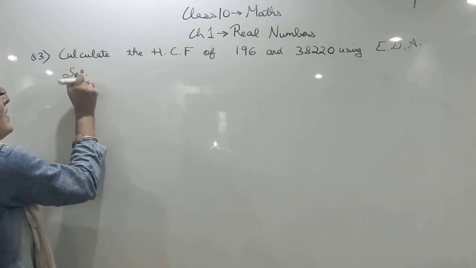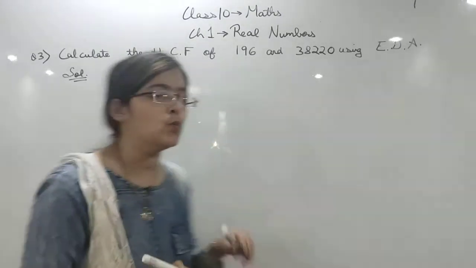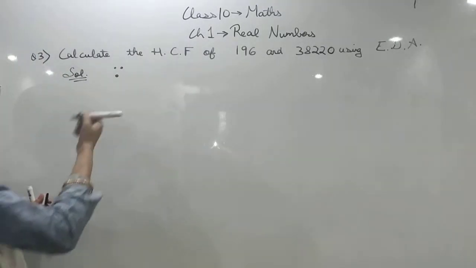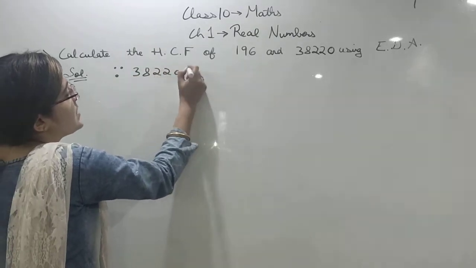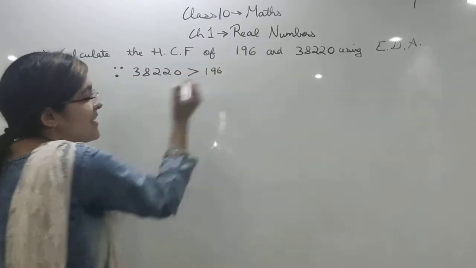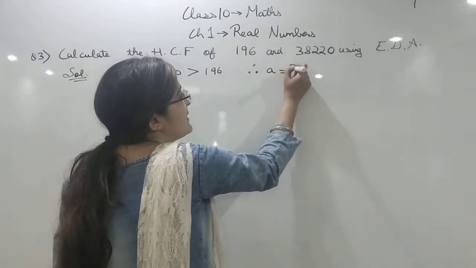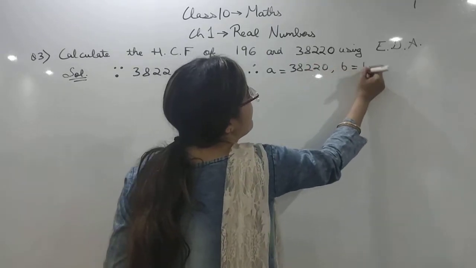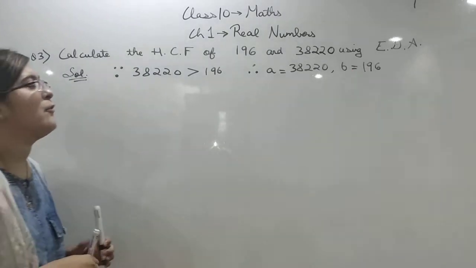The same method that we followed in question number 1 and question number 2. Our first step is to write which number is A and which number is B. Since 38220 is greater than 196, therefore A will be 38220 and B will be 196. Clear?